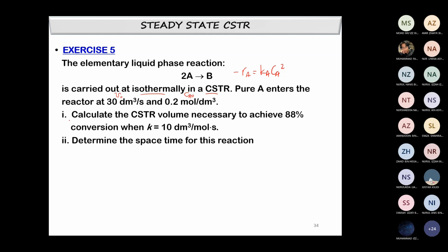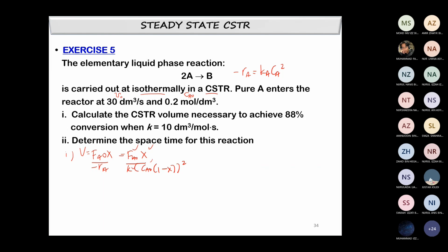So daripada first tu you kena calculate the CSTR volume, to achieve 88% conversion when k is equal to 10. So tengok balik, which is V is equal FA0 X over negative rA. So FA0 X over k times CA0 1 minus X kuasa 2. Semua kena kuasa 2 lah. So you just masukkan the value. k pun dah given, CA0 pun dah given, so you boleh masuk dapat nilai volume.